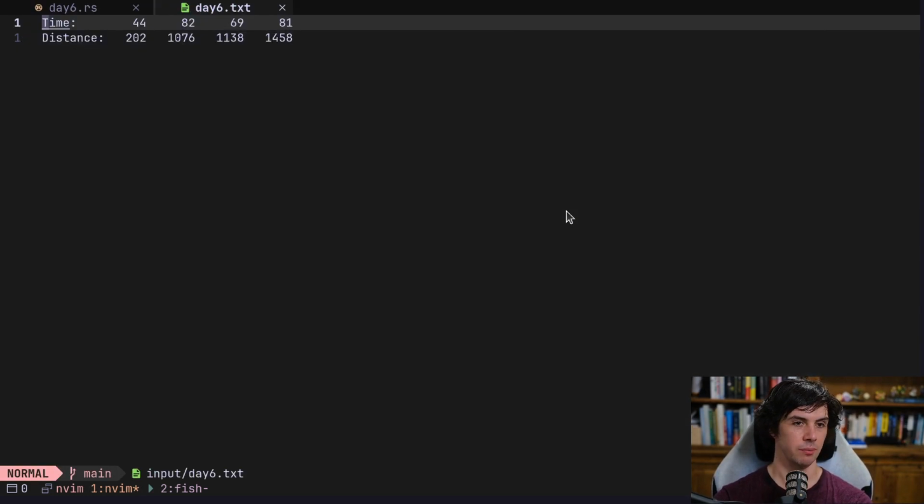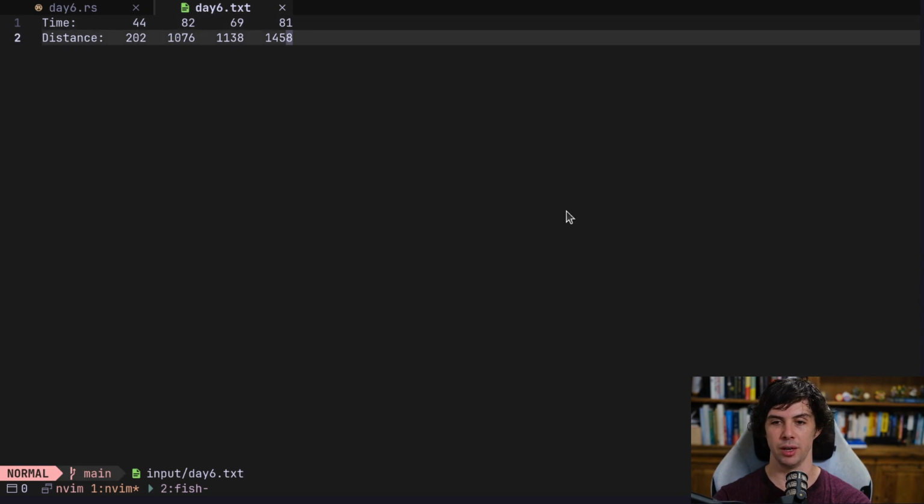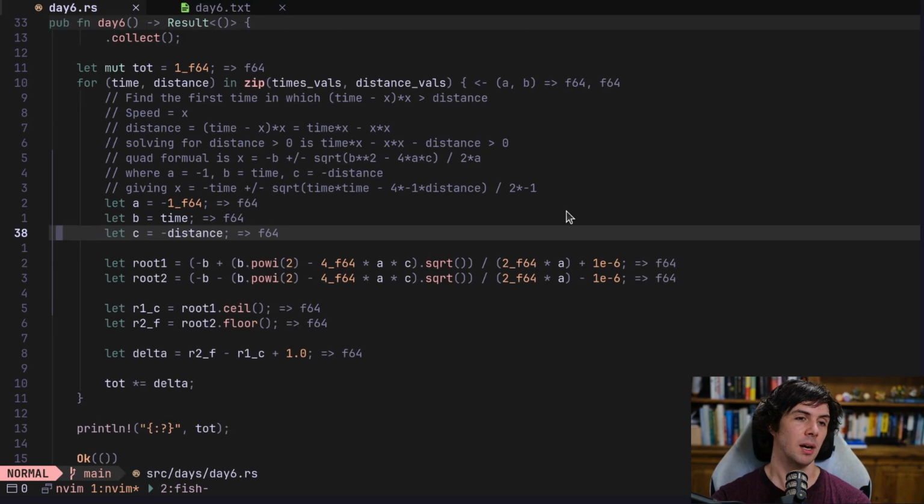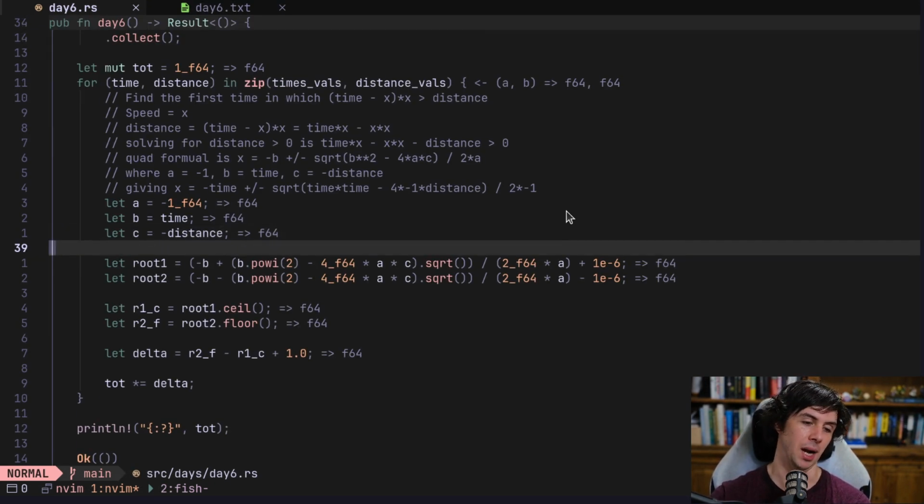Day 6 input, look, we don't have a ton. See, we've only got 1, 2, 3, 4 different values and then 4 different distance values to beat. You could very easily do 44 iterations, 82, 69, and 81 and calculate the number of times you beat 202, etc., etc. Where this becomes problematic is in part 2.